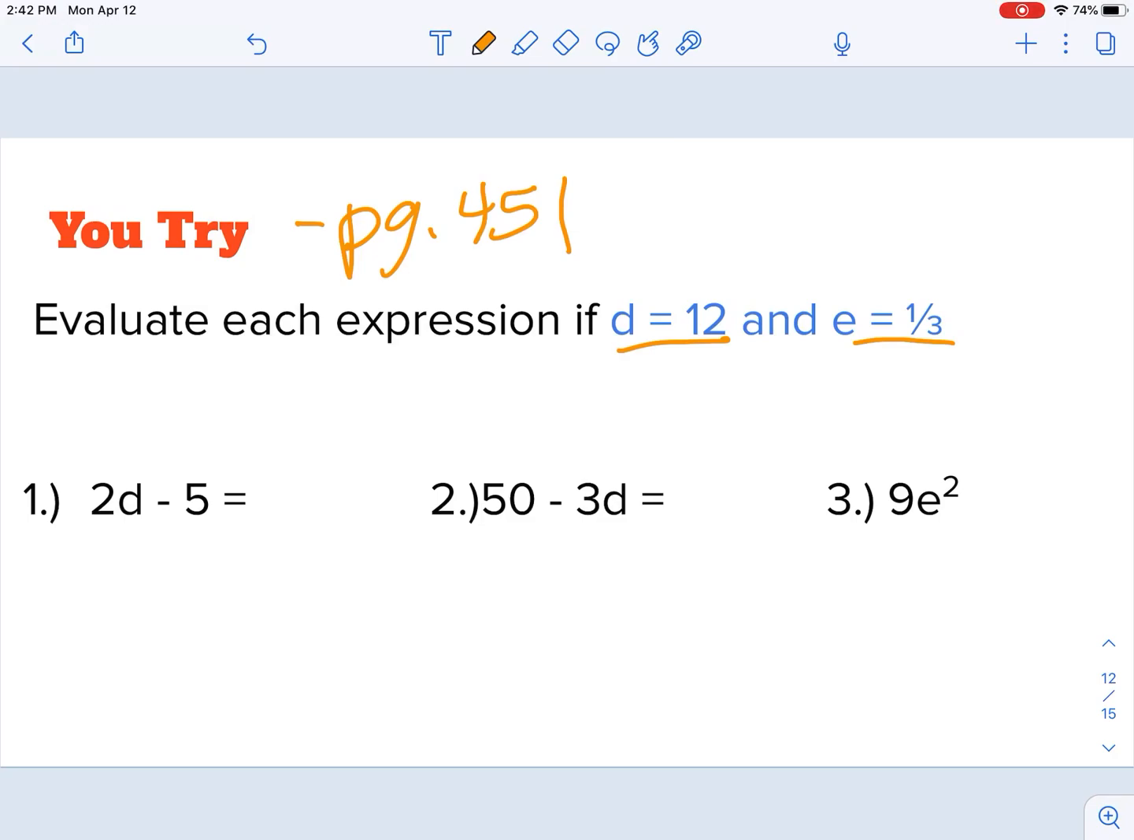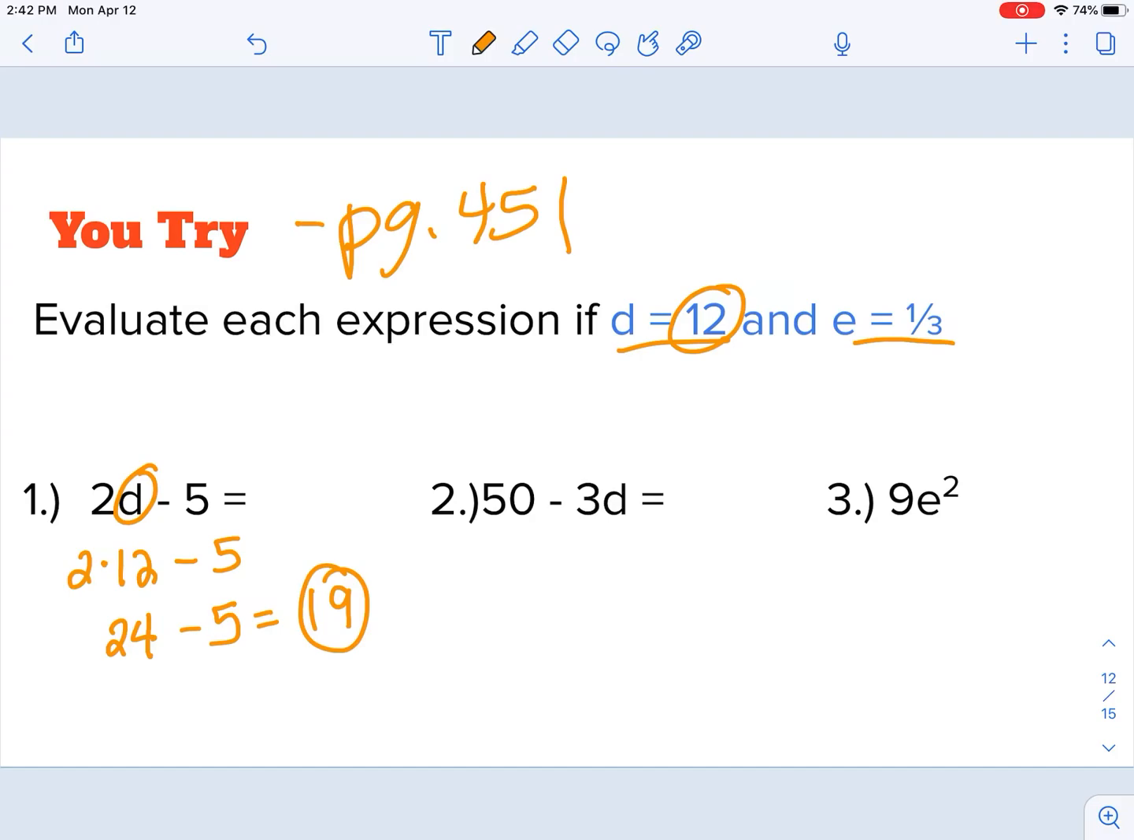So in our first one, we have 2D minus 5, or 2 times D minus 5. Well, remember, D is 12. So I have 2 times 12 minus 5. 2 times 12 is 24. Take away 5 is 19.